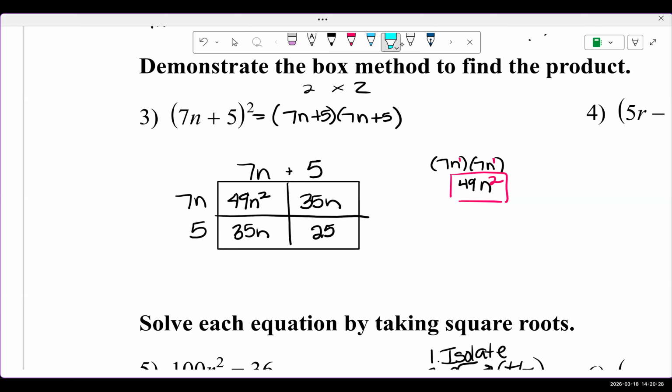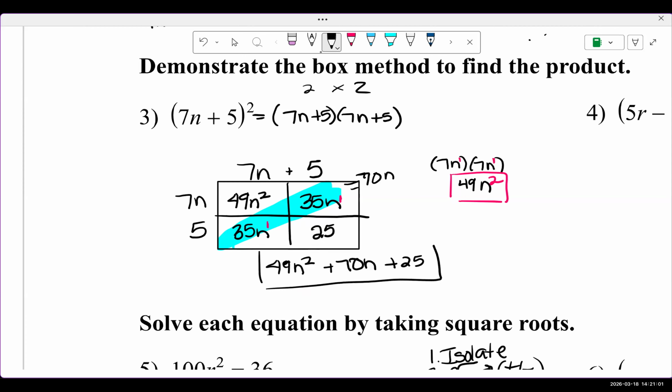So, next step, combine like terms. Okay, why are those terms alike? Because they both have the same variable, and the variable has the same exponent. Notice it's an invisible 1. Okay, so 35n and 35n, when I add, the exponent doesn't change. So I have 49n squared plus 70n plus 25. The exponent changes when you multiply, not when you add.